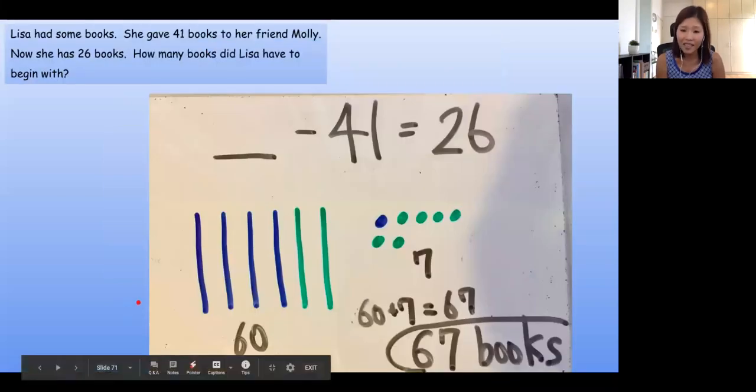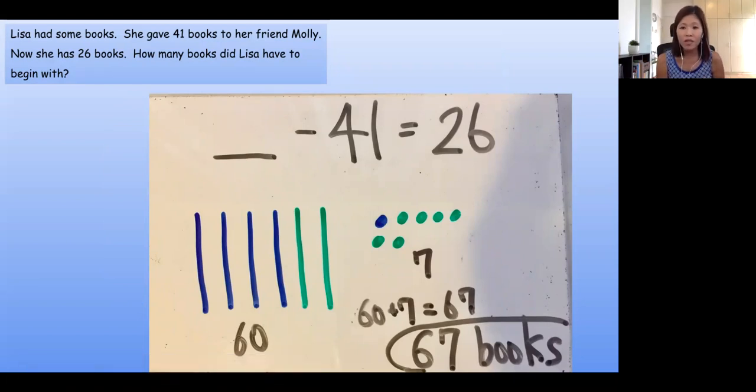I think I solved it using a base 10 strategy. I wrote the main equation, but I knew I was going to add 41 plus 26. So let me show you what I did. I drew 41 in blue, right? 4 tens and 1 one. And then I drew 26, 2 tens and 6 ones, and I added them together. When I went to the tens, I counted there were 6 tens, so that was 60. Then I counted the ones, they were 7 ones, so that was 7. So I knew 60 plus 7 equals 67. So I wrote the answer, 67 books.